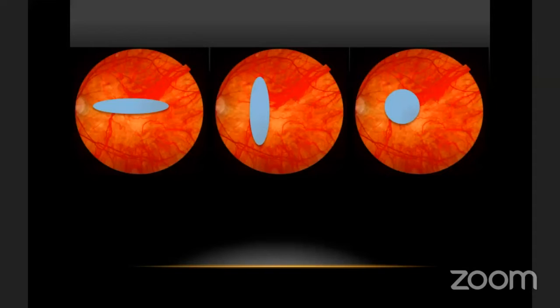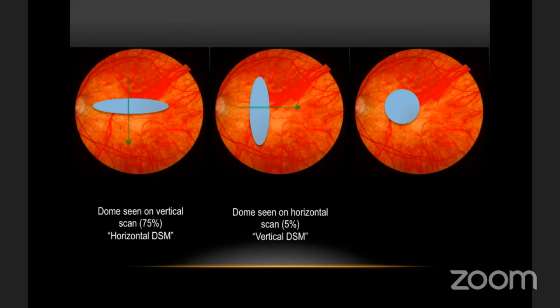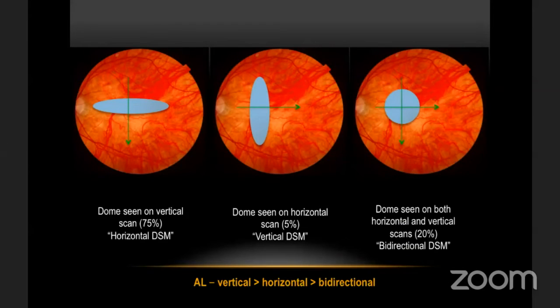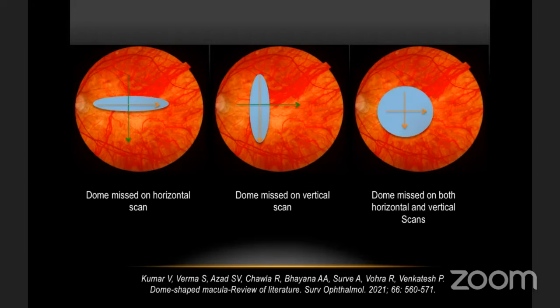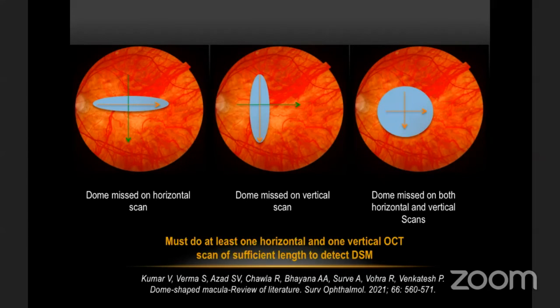Now, the dome can be horizontal, vertical, or a round dome. So a horizontal dome will only be picked up on a vertical scan. A vertical dome will be picked up only on a horizontal scan, and a round dome will be picked up on both scans. So it is important to do both a horizontal and vertical scan of sufficient length to pick up a DSM. For example, this one will be missed on a horizontal scan, this will be missed on a vertical scan, and if you have a scan of insufficient length, it will miss a round dome.